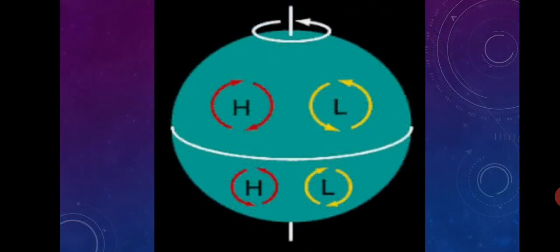In the northern hemisphere, the anticyclones move in a clockwise direction, and in the southern hemisphere the anticyclones move in an anti-clockwise direction.